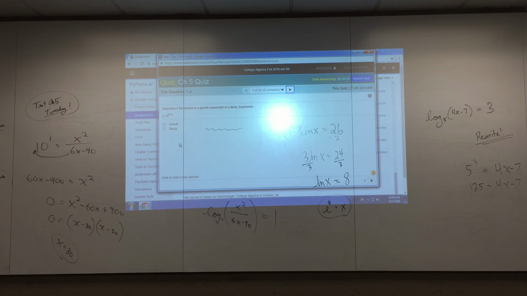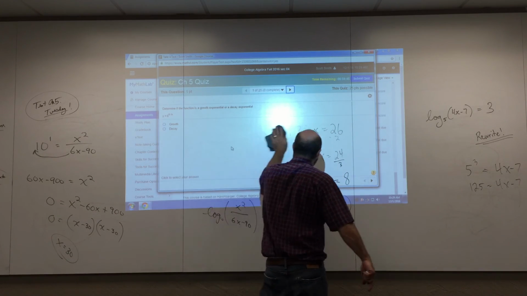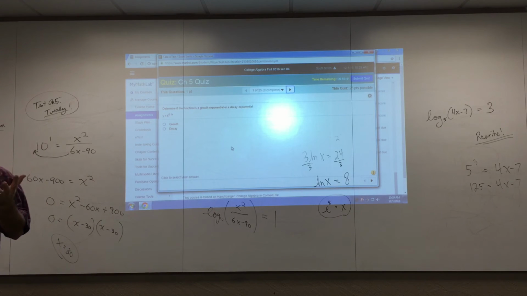Number 20. Okay, I'm gonna flip ahead to number 20 to answer his question. Let's start with this one though real quick. Can you tell me whether this is growth or decay? It's a little confusing. Earlier this morning, I almost screwed this up. Growth and decay shouldn't be too hard, but I got myself confused this morning.